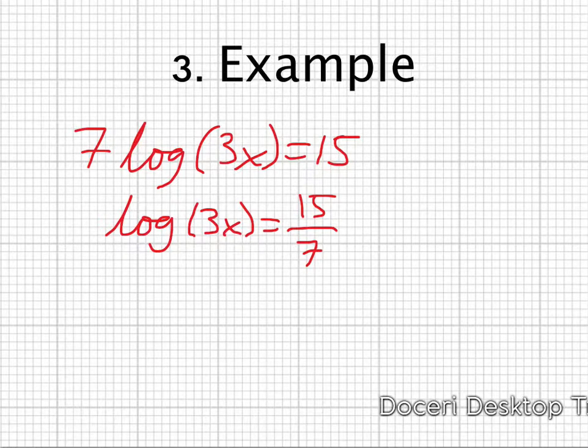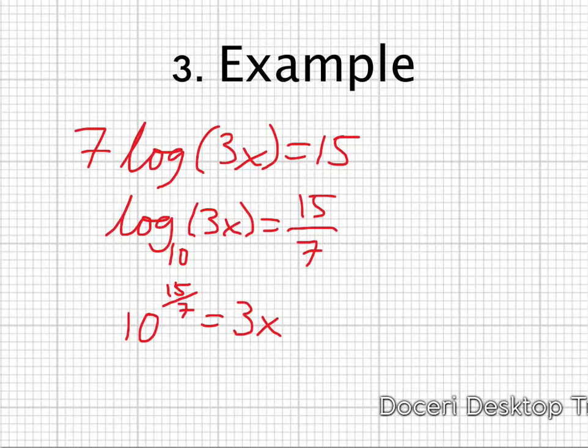From here, we want to convert this log. Remember, if you can't do anything with the log, you can always rewrite it in exponential form. So this log in exponent form is going to be, remember, our base is 10 here. It's a hidden base of 10. So that means I have base 10 to the 15 over 7 power equal to 3x. Now I just have to simplify.